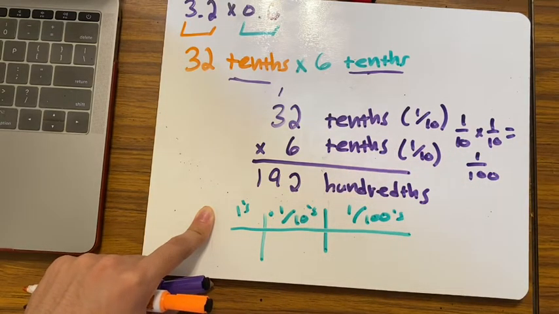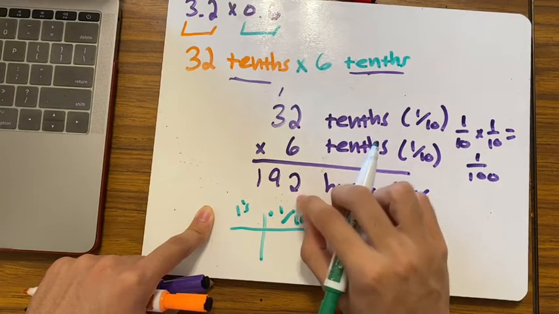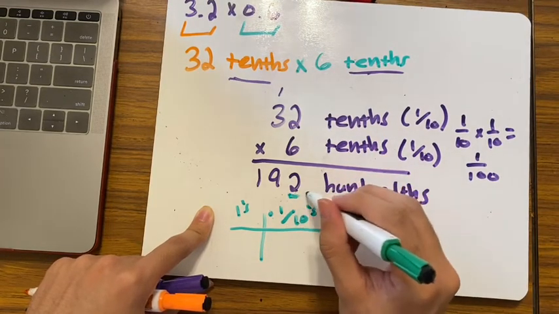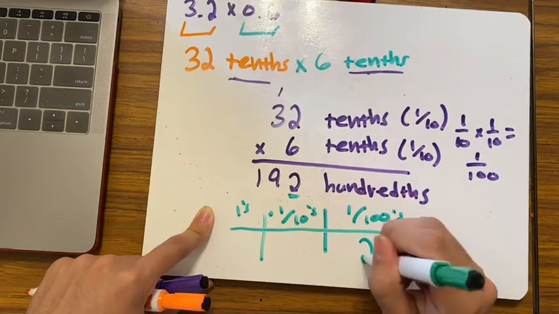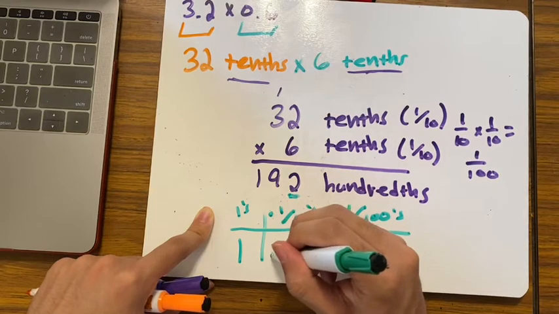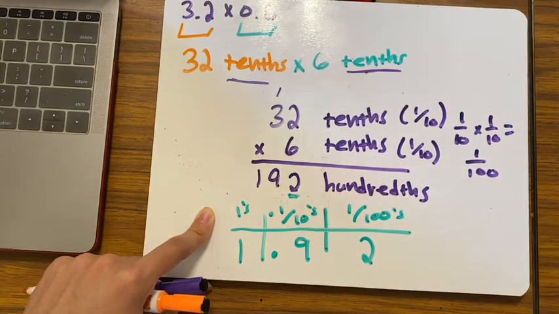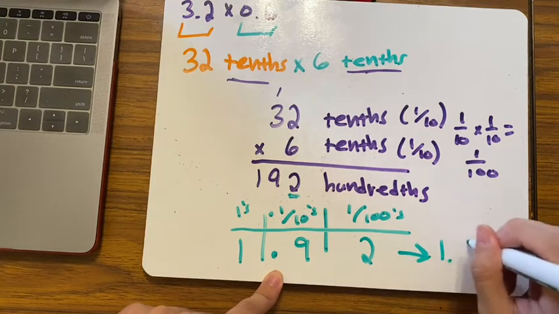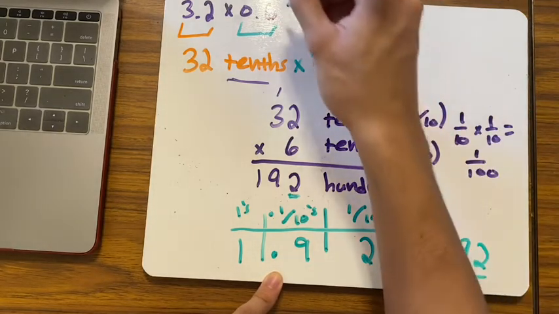So again, you look at your first digit. My first digit is 2. So then my 2 is going to be in my hundredth, okay? And then everything else just follows. And so my answer is this, 1.92. That is my answer.